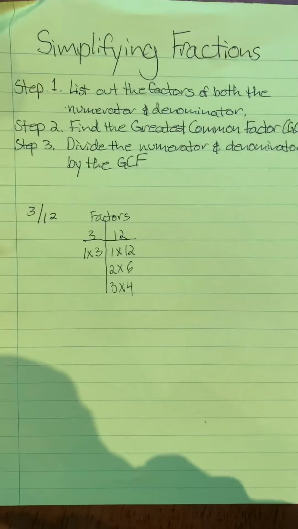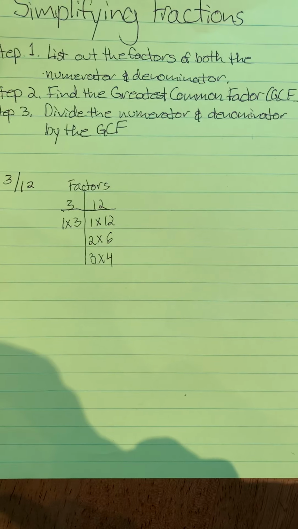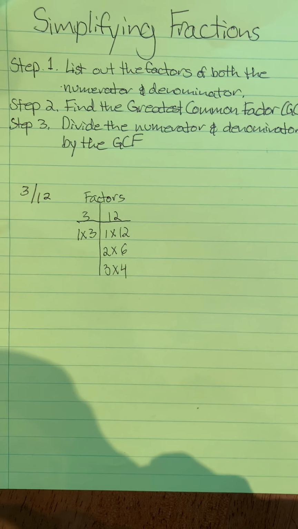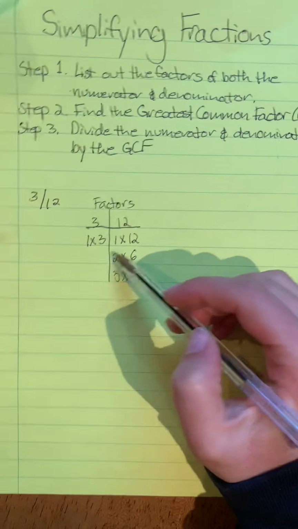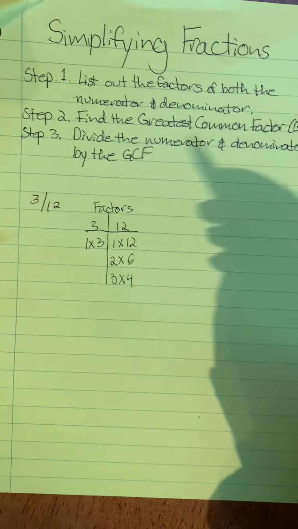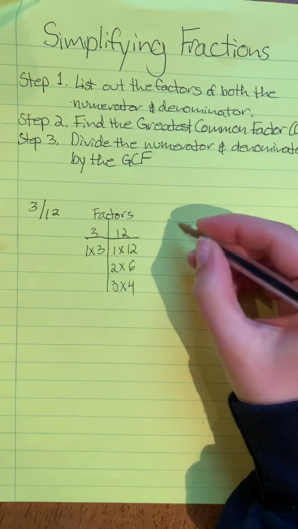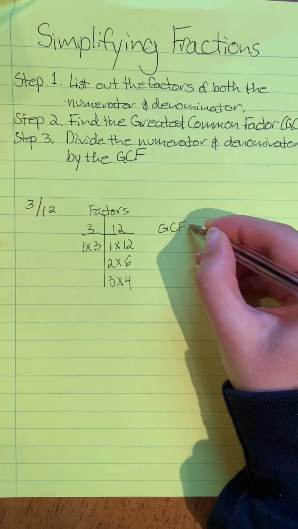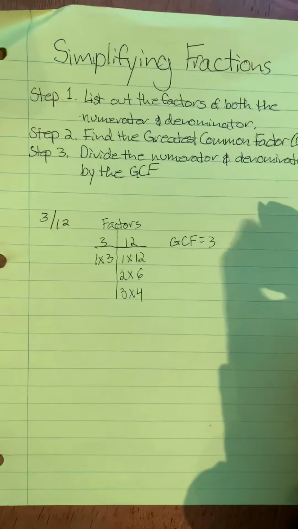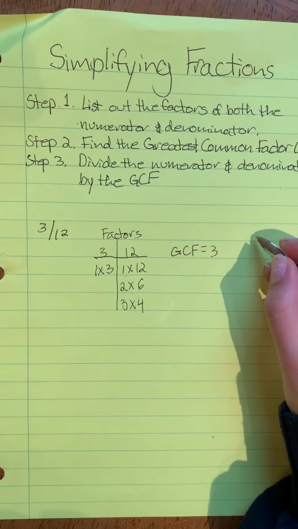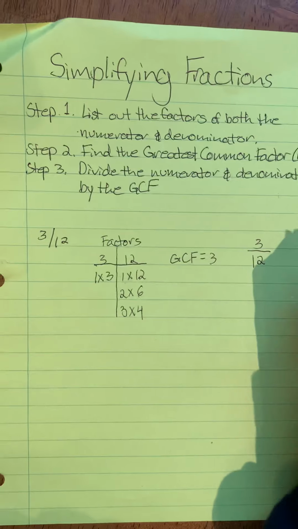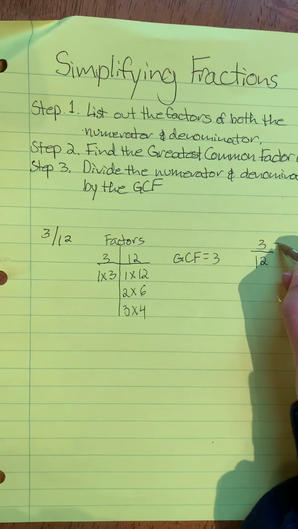Now, what is the biggest number we see in common, the greatest common factor between 3 and 12? I see that they both have 1. That's not the greatest. The greatest common factor is 3. So I'm going to write the GCF is 3. So then I'm going to divide the numerator and the denominator by 3, okay?